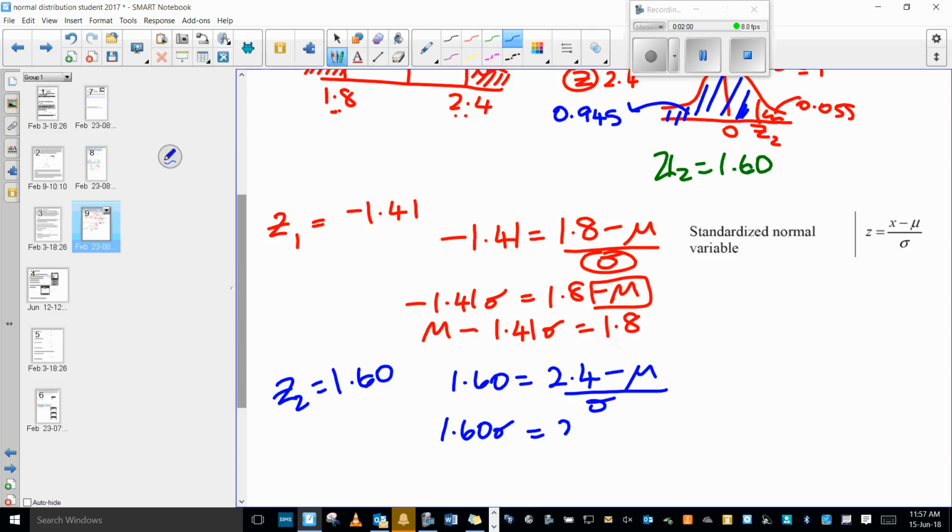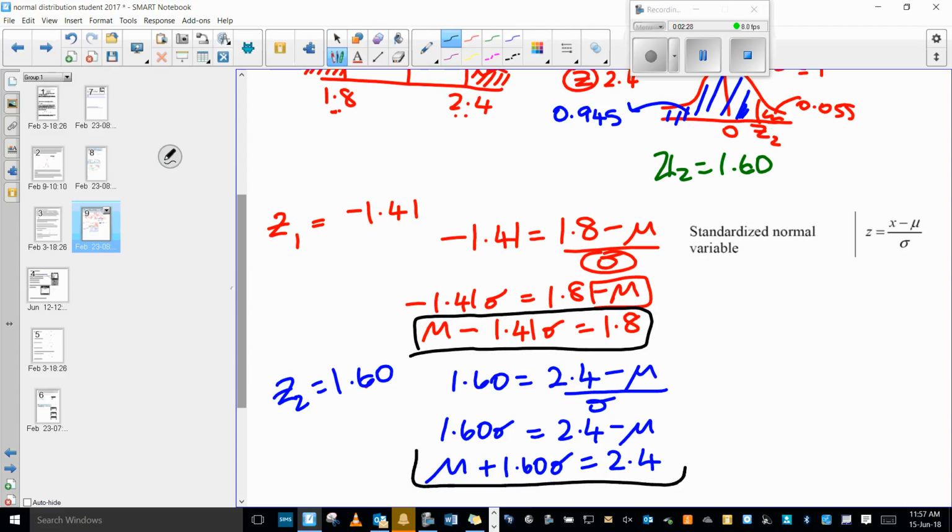We multiply there. And remember, especially if we're using the calculator to solve this simultaneous equation, we need to have our unknown variables in the same order. So I'm going to do the same thing, and I'm going to bring my mean to the front, plus 1.60 standard deviations equals 2.4. That has now given me two equations with two unknowns. And we say to ourselves, aha, I now need to solve those.